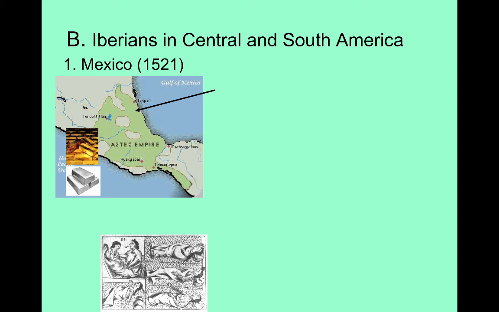When they get to Mexico, they land on the coast and they find a very large civilization called the Aztec Empire. And the Spanish like this because they know if there's a large centralized state that they can conquer, there's probably a good deal of wealth and a lot of people that they could use as a labor source and convert.